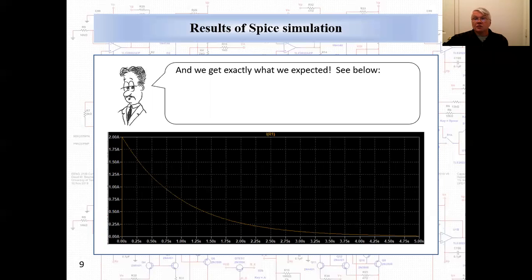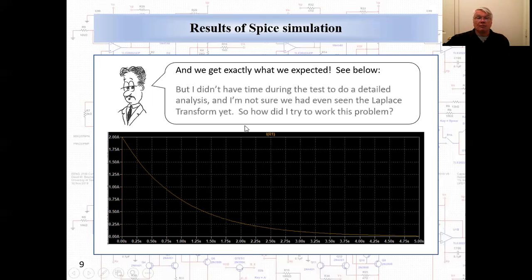And we get just what we expected. An initial value of 2 amps. You see it drops to 37% of its initial value after 1 second, which gives us a time constant of 1 second, which we're expecting. So this is exactly what we expected to see happen.